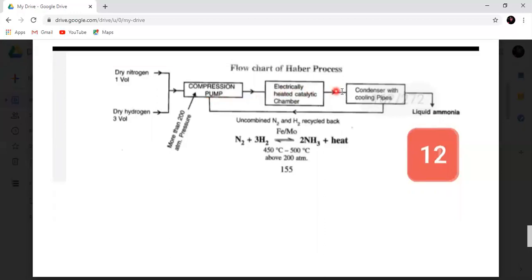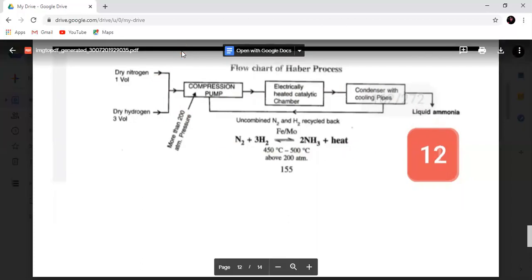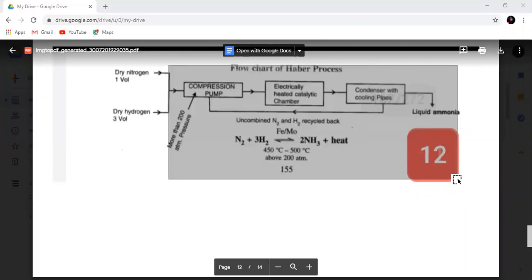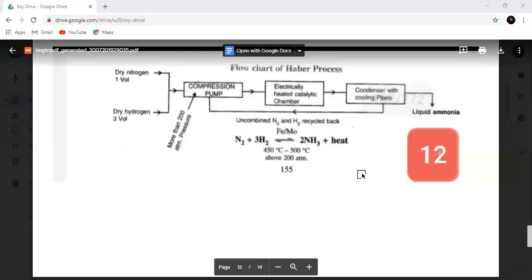Again the process goes on, and by this process again what will happen? There will be a formation of 98% conversion of ammonia. And we want the 98%, we don't want only the 15%. That's why the uncombined nitrogen and hydrogen is recycled back.